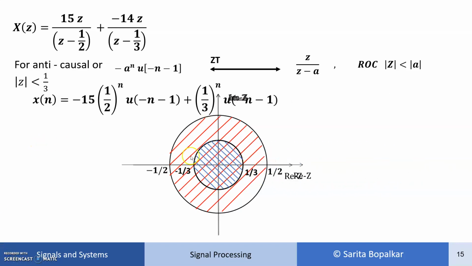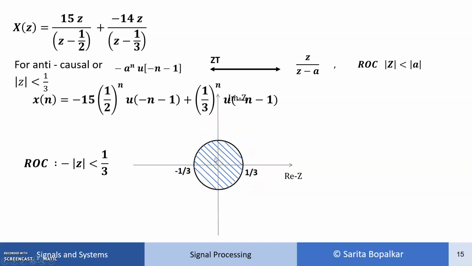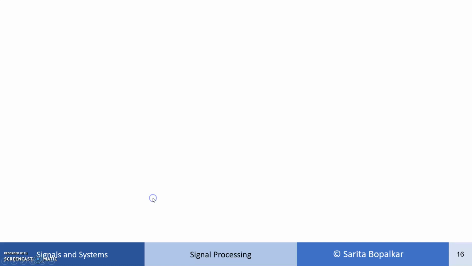If you check here, what is the intersection portion? What is the common portion of both the ROCs? Mod z less than 1 by 3. That's why the ROC of our combined sequence is mod z less than 1 by 3, which is the intersection portion of both the ROCs. So our combined ROC is mod z less than 1 by 3. So this is for the anti-causal system.